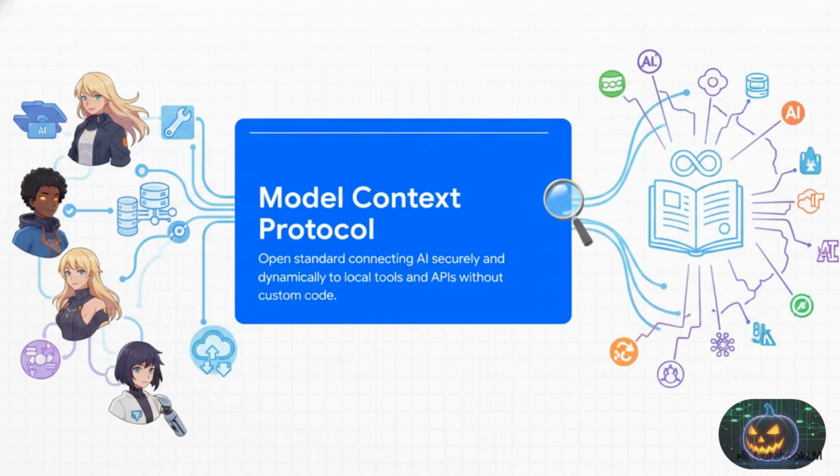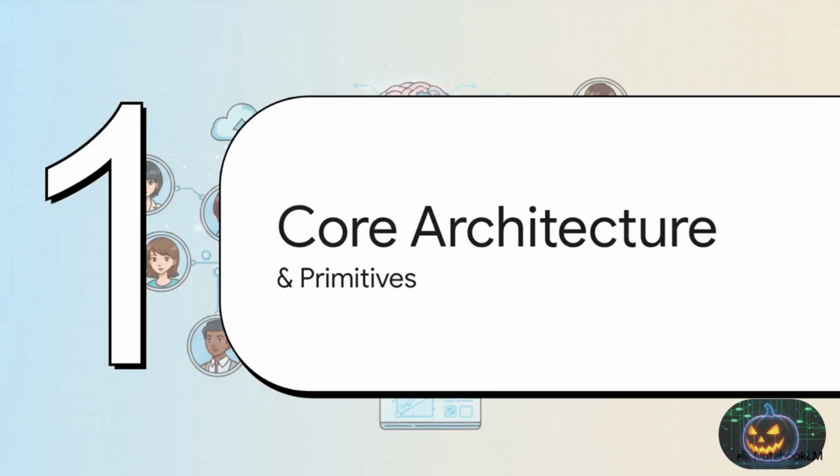So to give it a formal definition, the Model Context Protocol is an open standard introduced by Anthropic. It allows AI assistants to securely and dynamically connect to local tools, databases, and APIs without having to write all that custom glue code. And because it's an open source protocol, every major AI lab and tool provider is currently adopting it, which is building this massive interoperable ecosystem. All right, Section 3, core architecture and primitives.